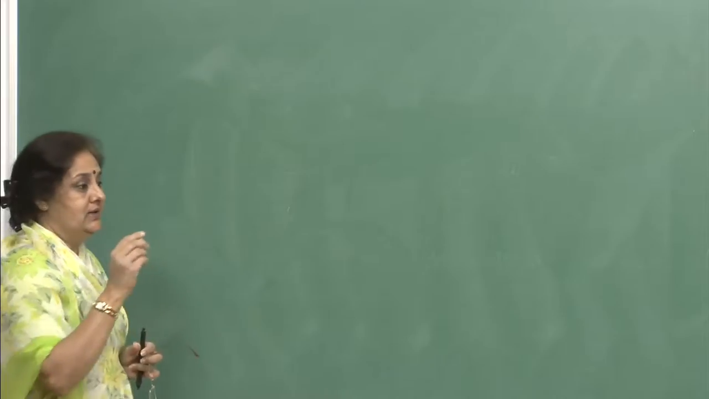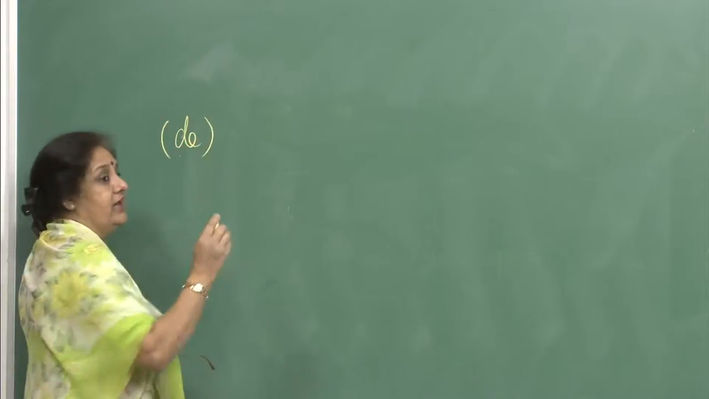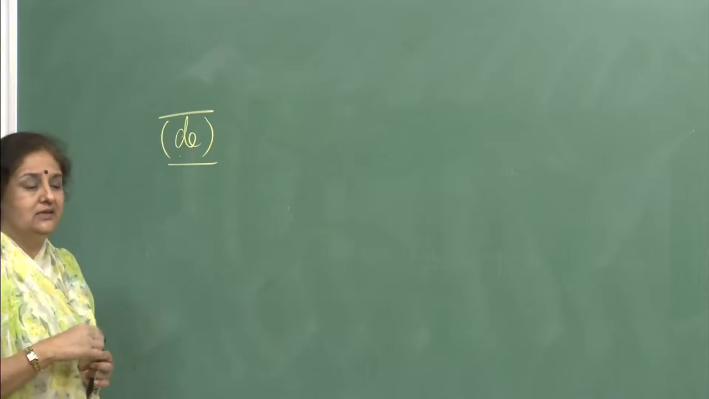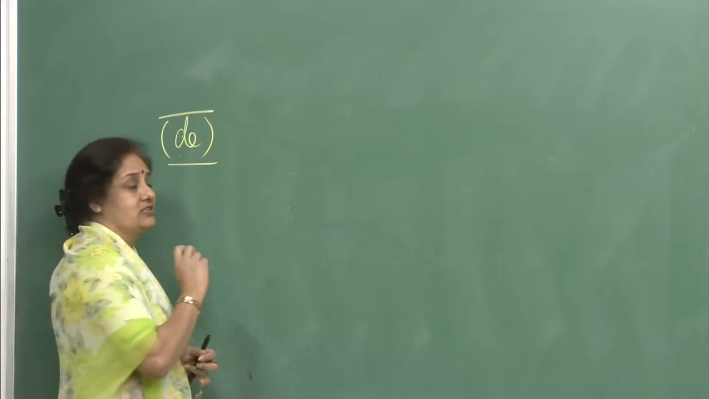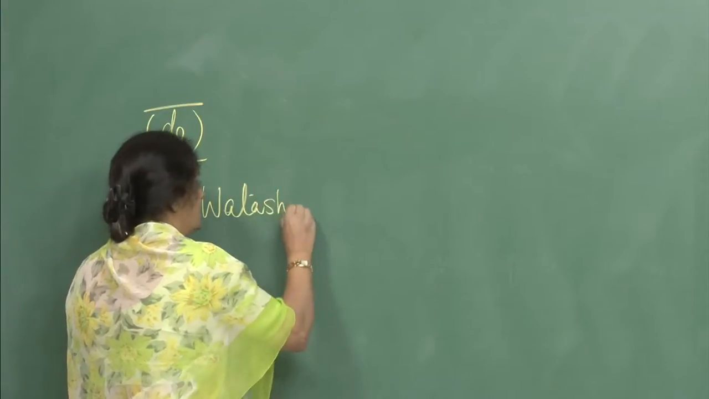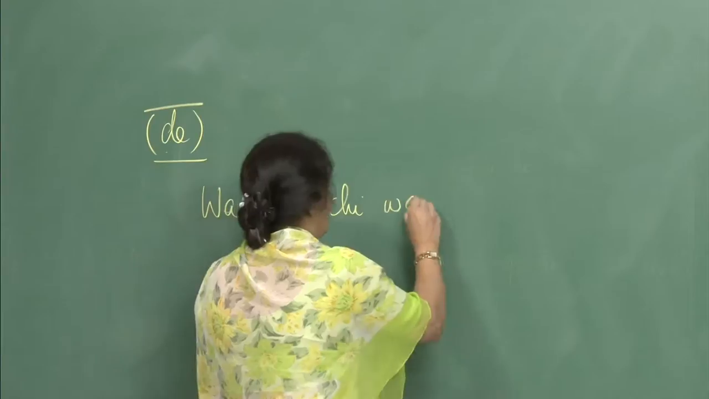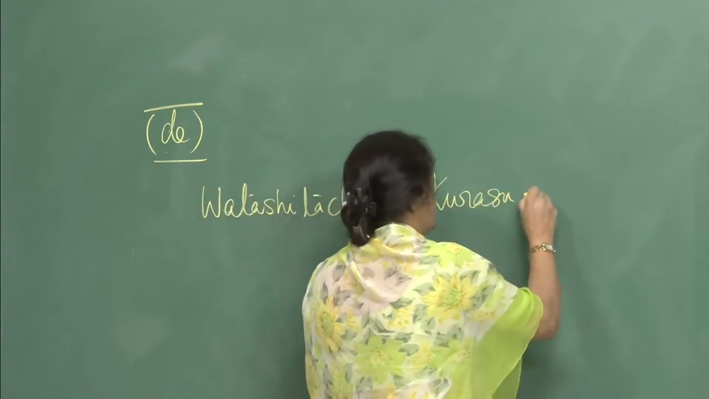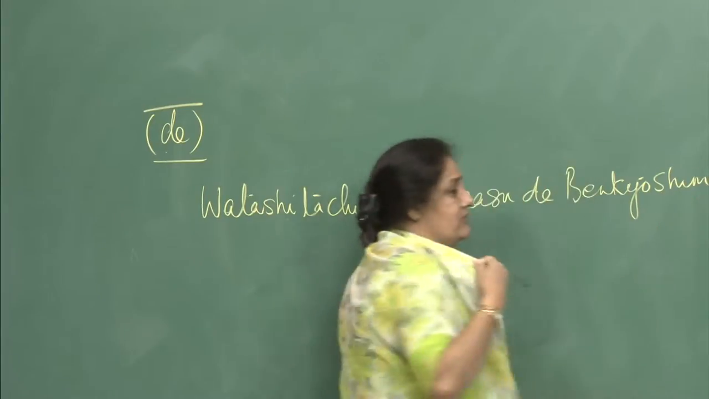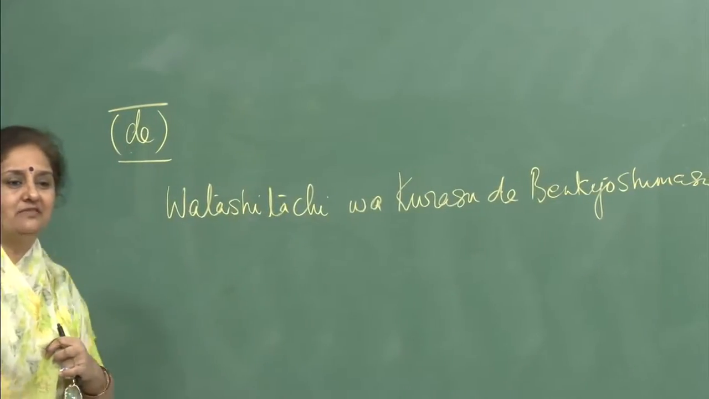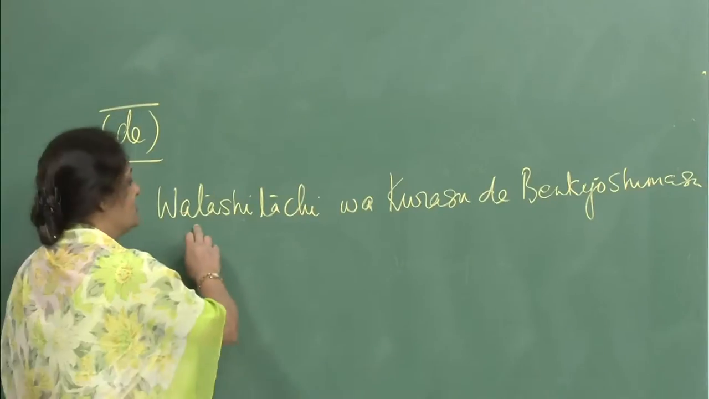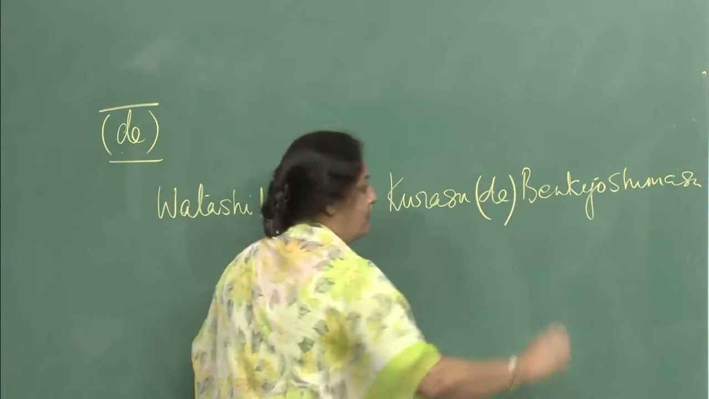Well, in the dialogue, we had another usage of de, which is again new for you. Now, this de shows, specifies, indicates action at a certain place or a location. For example, watashi tachi wa kurasu de benkyou shimasu. Now, what are we doing over here? We are all studying Japanese, and where are we studying? We are studying in the class. So, there is some activity happening at this place. So, watashi tachi wa kurasu de benkyou shimasu.